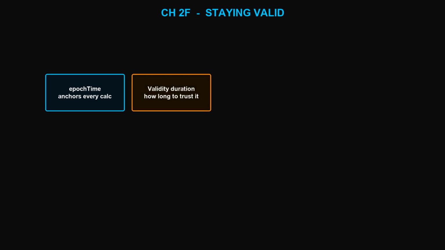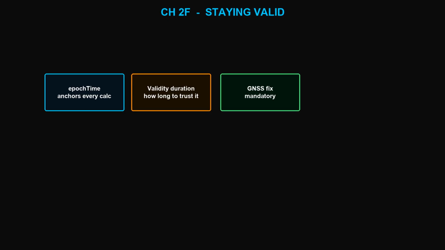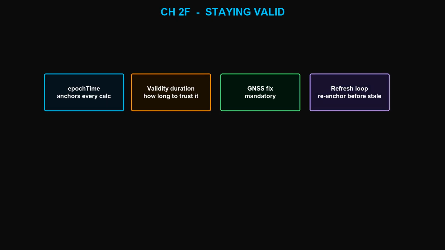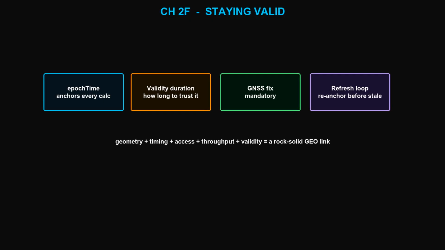So that's the last piece of transparent geostationary NTN. epochTime anchors every calculation to one instant. The Uplink SyncValidityDuration is the countdown that says how long your phone may trust its own extrapolation. A valid GNSS fix is mandatory, or the whole geometry collapses. And a refresh loop keeps re-anchoring before anything goes stale. Put together with everything from this chapter, geometry, timing, access, and throughput, your phone can hold a rock-solid link to a satellite 36,000 kilometers away.